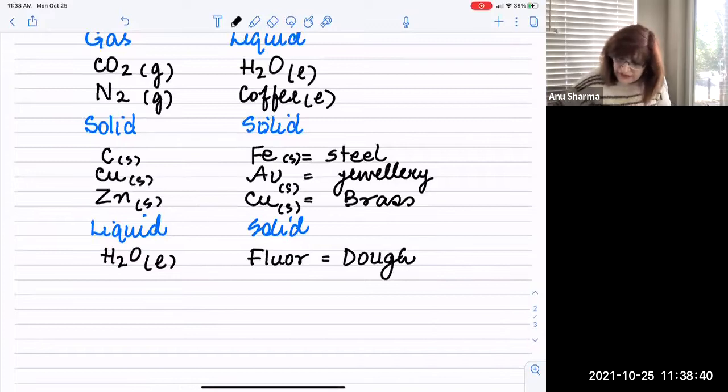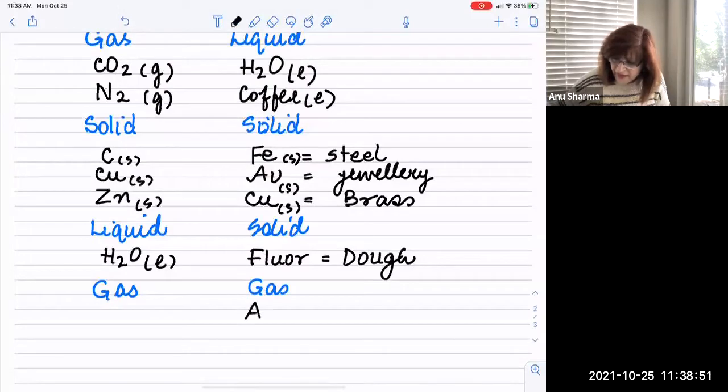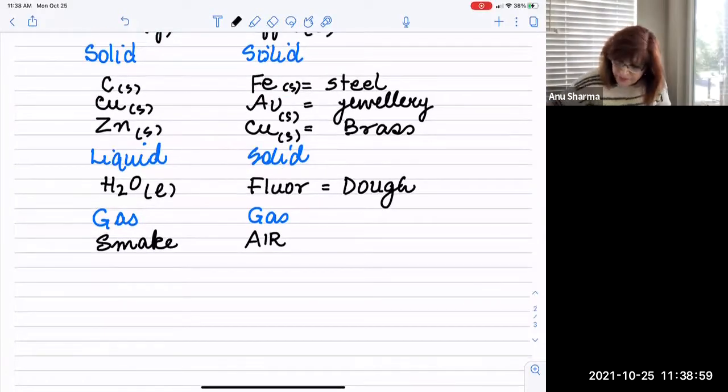Another is a little bit of gas dissolved in a large amount of gas. For example, a large amount of gas is, let us say, air, and a little bit of gas is like smoke. Smoke in a large amount of air. Smoke is a gas and air is a gas.